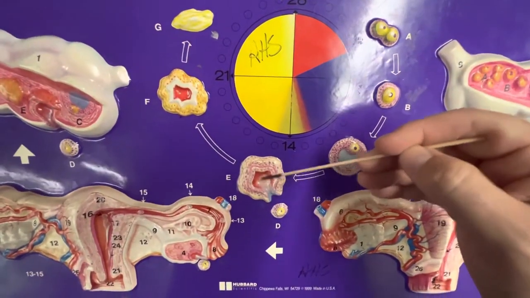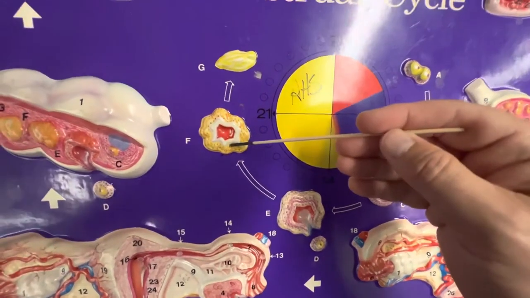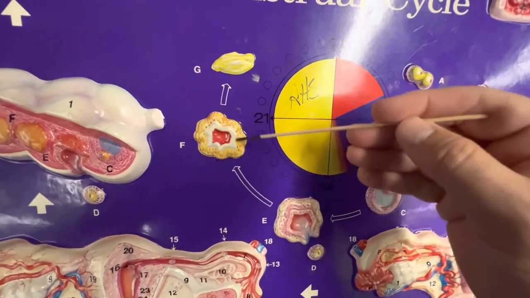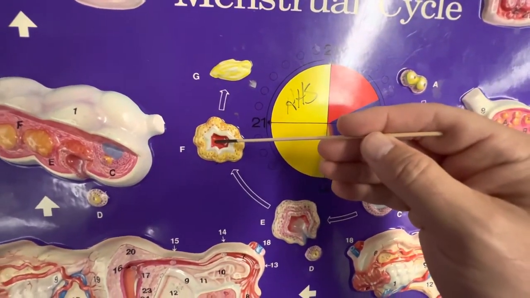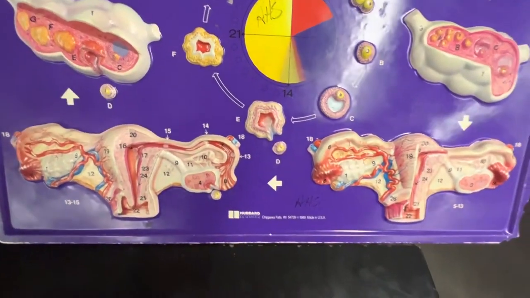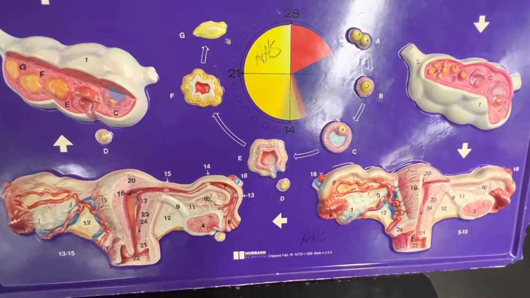Now here there's a hormone that spiked called luteinizing hormone that created ovulation. And then the corpus luteum, this is going to produce progestin or progesterone to help maintain a pregnancy. Okay, and those are some of the main structures that you should be familiar with.